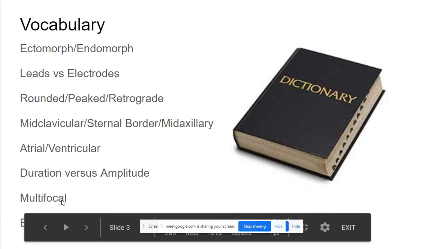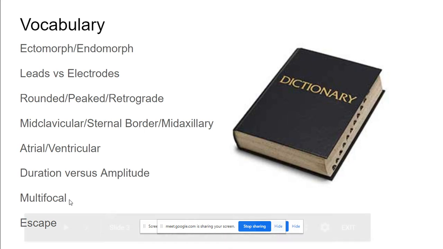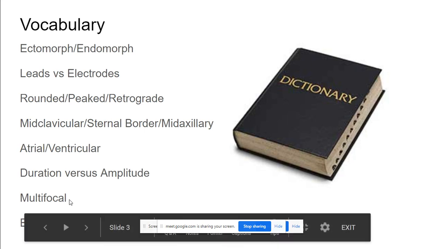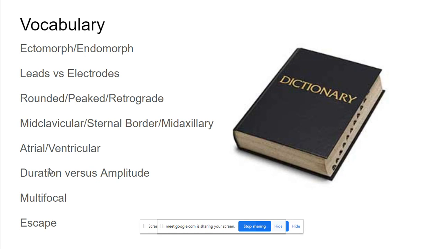Multifocal, you're going to hear that word in terms of some different rhythms, and that just means it's from different foci or different areas of concentration. And then escape, that's another term you will hear with rhythms, and I'm going to talk to you a little bit more about that. But in summary right now, just in brief, that just means that the rhythm kind of got away from itself and then came back. All right, any questions so far? Okay.